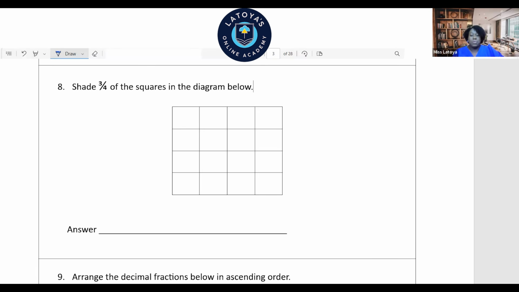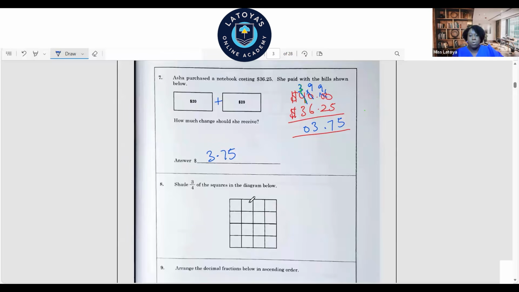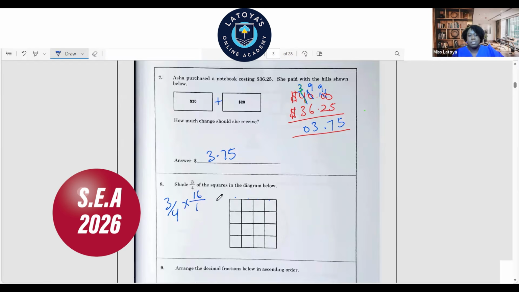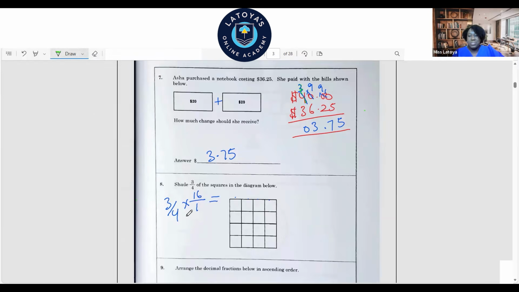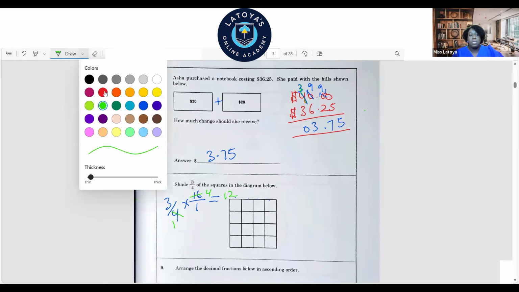Question 8. Shade 3/4 of the squares in the diagram below. How many squares do we have here? We can find the area. 1, 2, 3, 4. 1, 2, 3, 4. 4 4s are 16. Or you count. 4, 8, 12, 16. So you find 3/4 of 16. Before we multiply, we look for opportunities to reduce. 4 into 4 is 1. 4 into 16 is 4. And 3 4s are 12. So how many squares should we shade? 12.